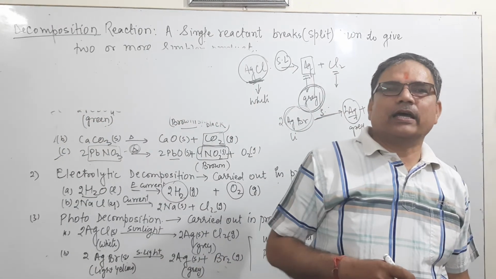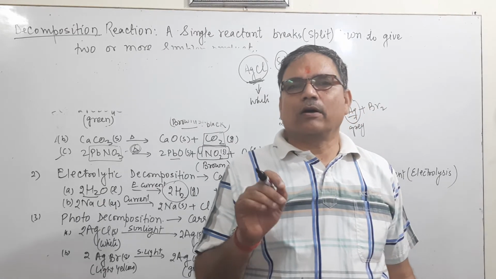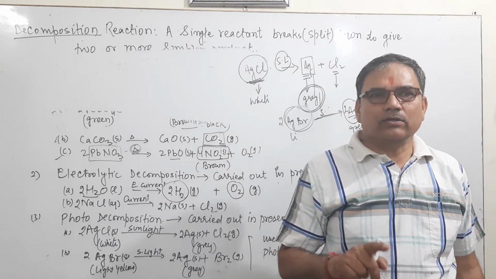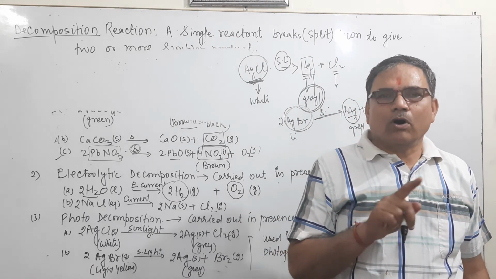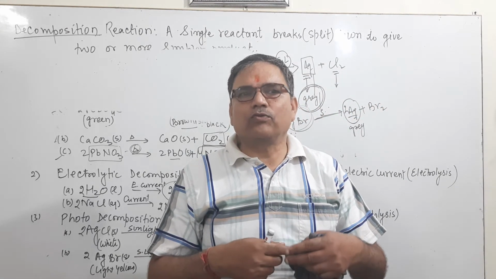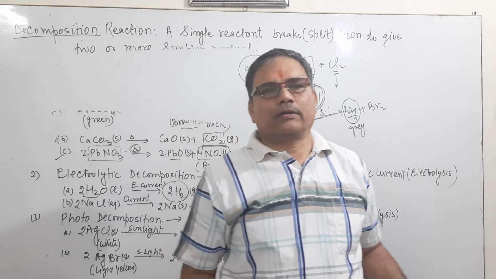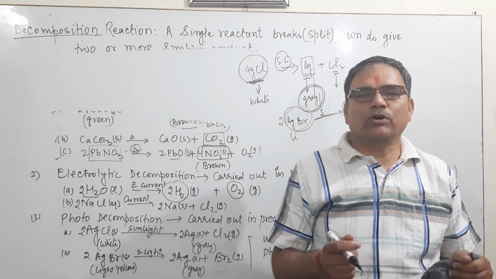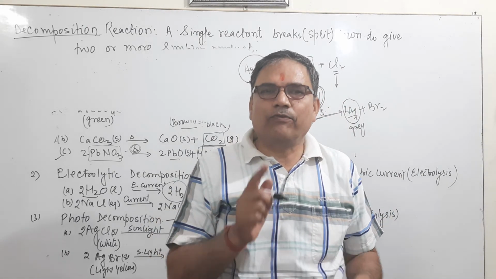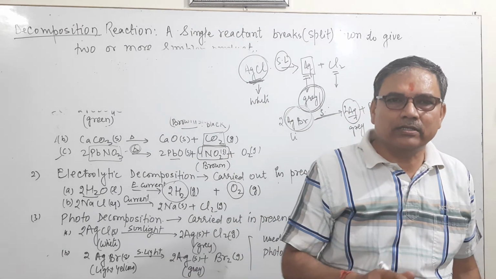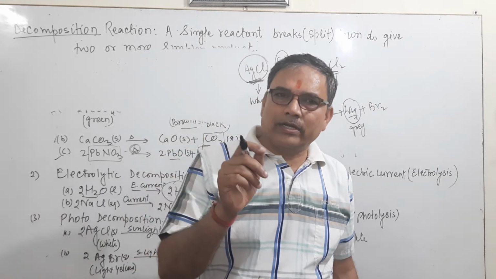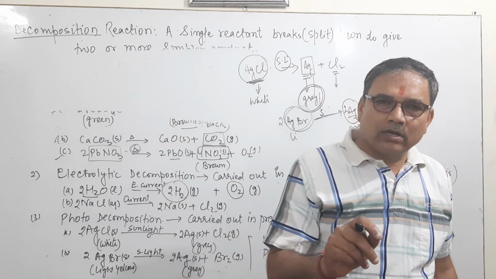Is it clear? And why do we say that decomposition reaction is opposite to the combination reaction? In combination reaction, two or more simpler substances combine together to form a single product. Two or more reactants or simpler substances combine to form a single product, known as combination reaction. Mostly combination reactions are exothermic reactions. Why are they called exothermic reactions?